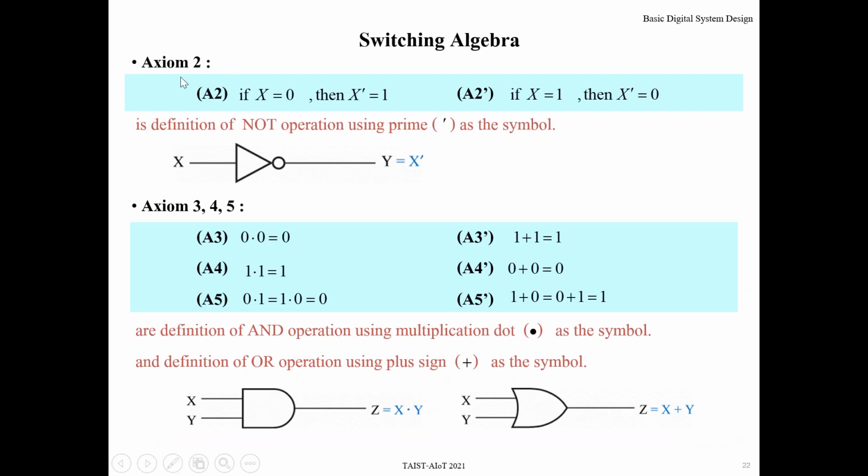For example, to define the NOT operation, namely when x is 0, x prime is 1. When x is 1, x prime is 0. And axioms 3, 4, 5 define the AND operation and the OR operation.